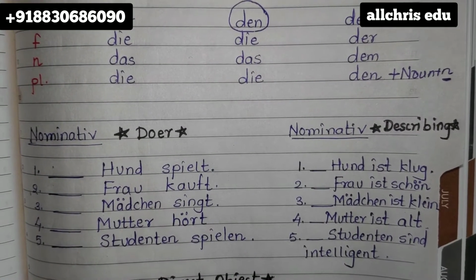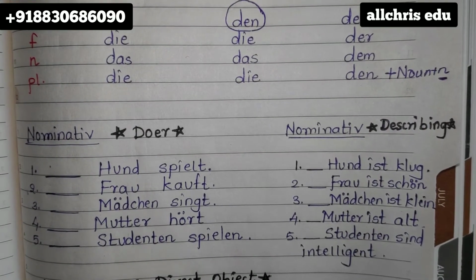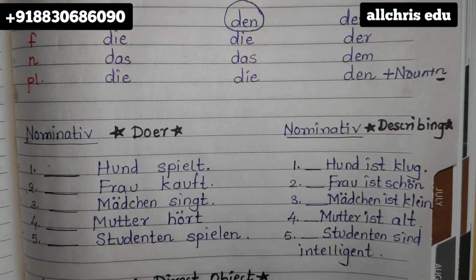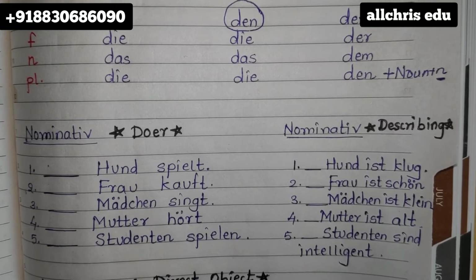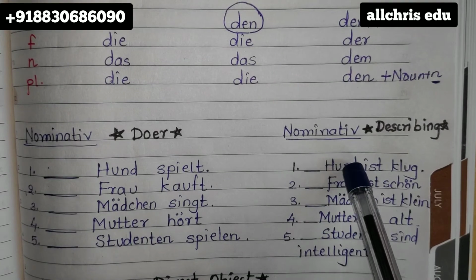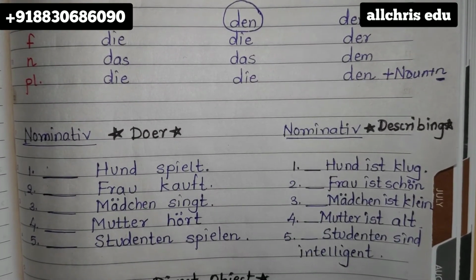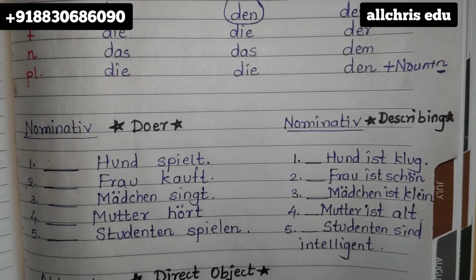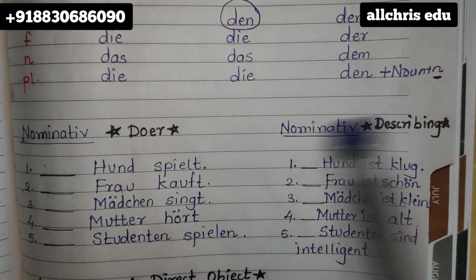So in all these 5 sentences, no one was doing any action, but still it is nominative. Still these nouns are nominative. Never say the sentence is nominative. Nouns are nominative in the sentence because we are describing Hund over here, Frau over here, Mädchen. So whenever you describe anything, it becomes nominative. And then write the article from the nominative column.